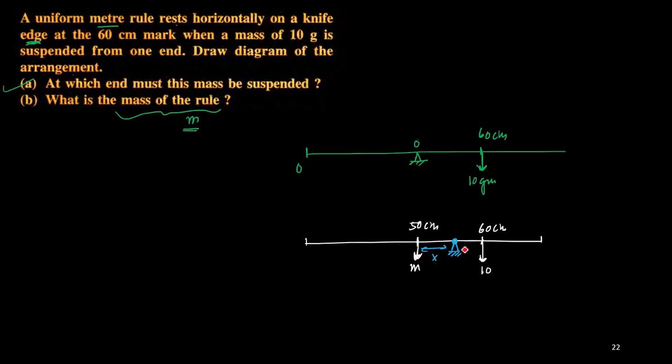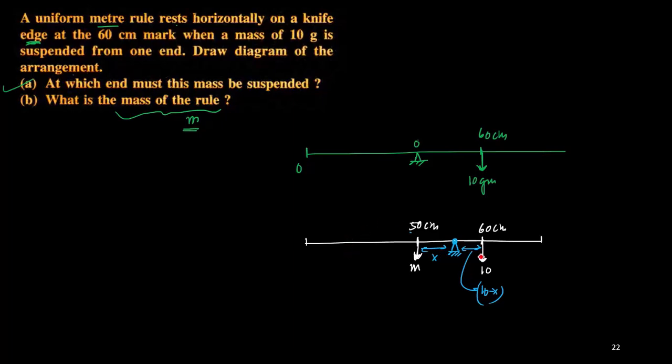So what is the other gap? The other length is basically 10 minus 6, because 50 to 60 is 10 centimeter. So 10 minus 6, this number is 10 minus 6. So in order to give a zero moment, the knife edge has to be placed between the 50 and 60 centimeter mark.